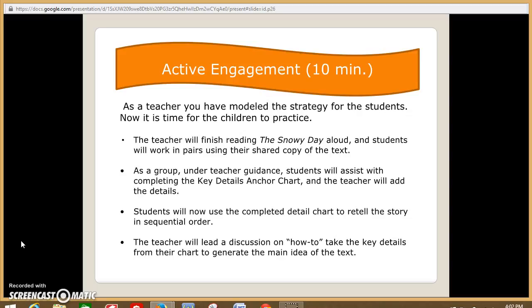Students will now use the completed detail chart to retell the story in sequential order. The teacher will lead a discussion on how to take the key details from their chart to generate the main idea of the text.